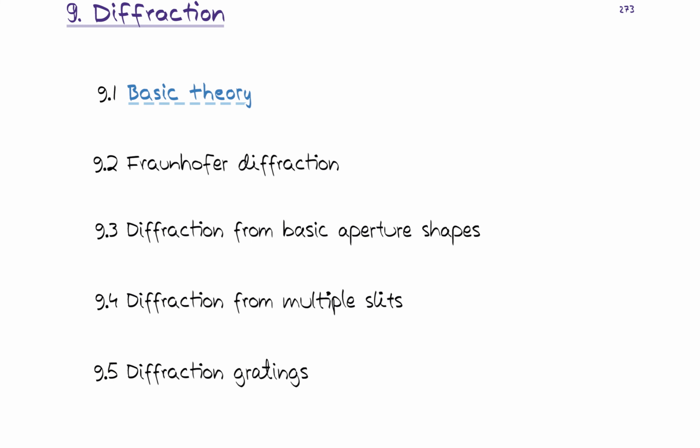And then in the next lecture, on diffraction from basic aperture shapes, I will apply the Fraunhofer diffraction integral to three different simple aperture shapes: a single narrow slit, a rectangle, and a circle. I will calculate their diffraction and irradiance profiles, and we will learn how light is diffracted by that kind of aperture.